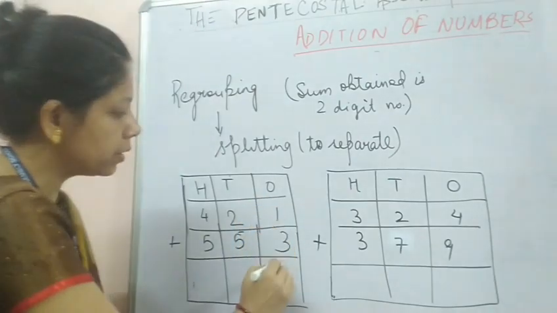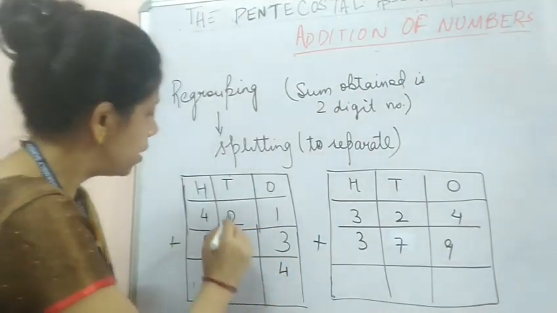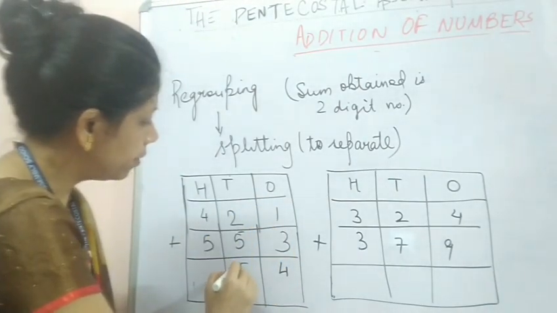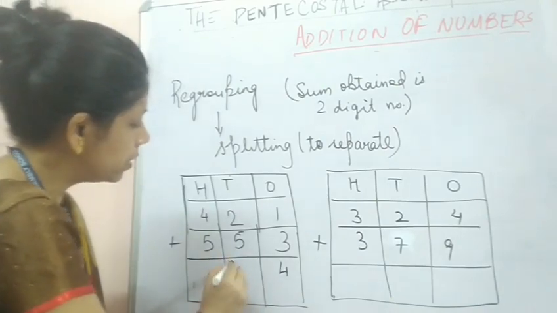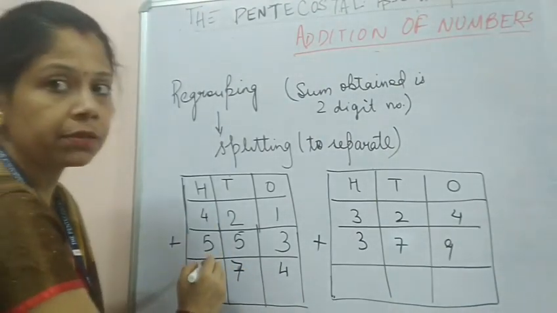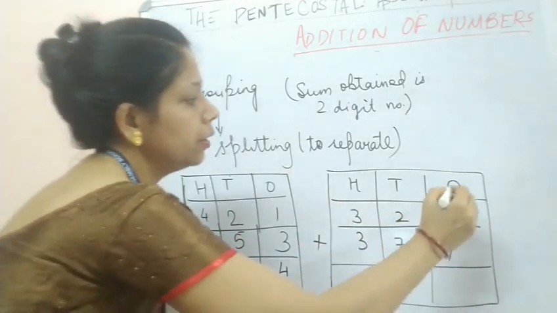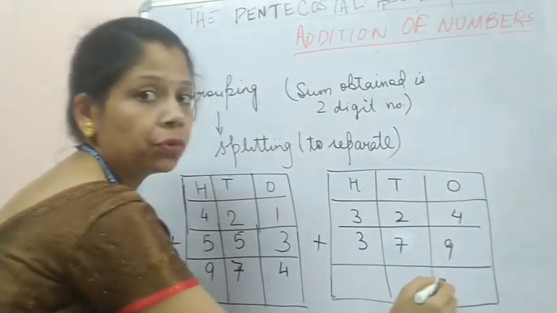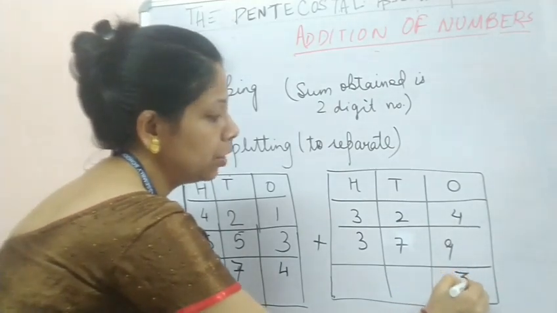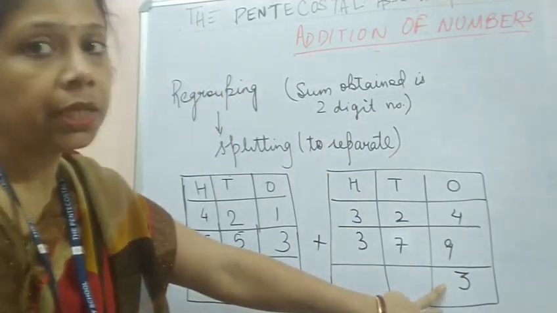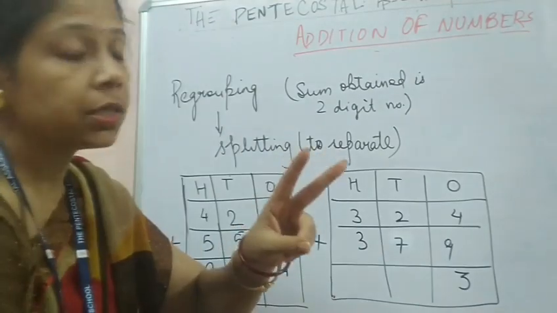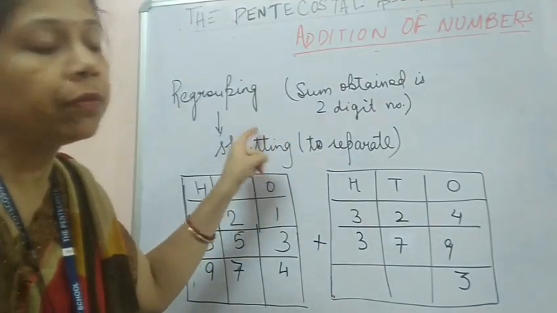Add it. 1 plus 3, 4. 2 plus 5, 7, and 4 plus 5, 9. Okay, over here 9 plus 4 is 13. So did you see, the sum obtained is a 2-digit number. So over here the regrouping will happen.